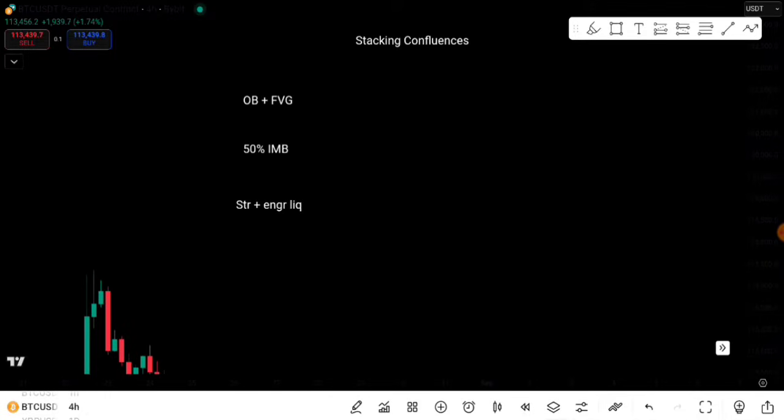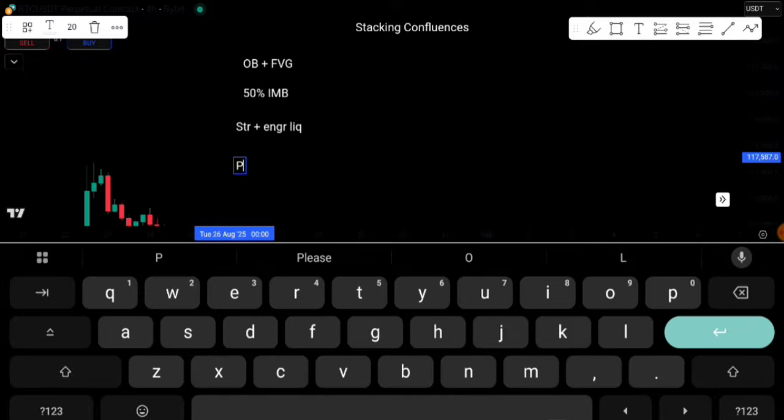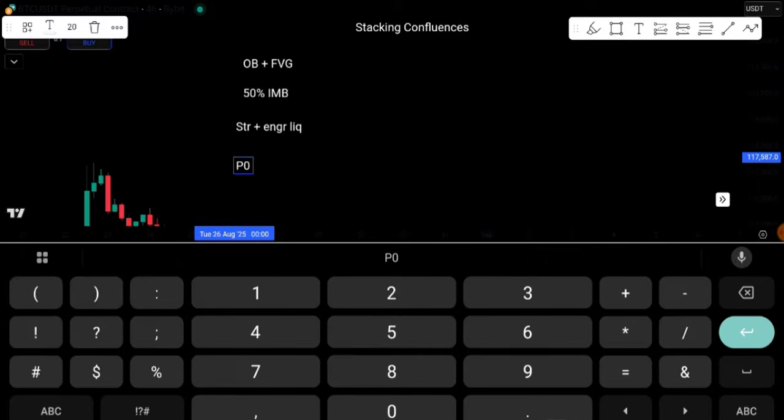So now, as an SMC trader, I've also taught you guys power of three. A lot of people look at that also, using the PO3 strategy based on SMC. So they are all SMC. Let me just put this one here also.